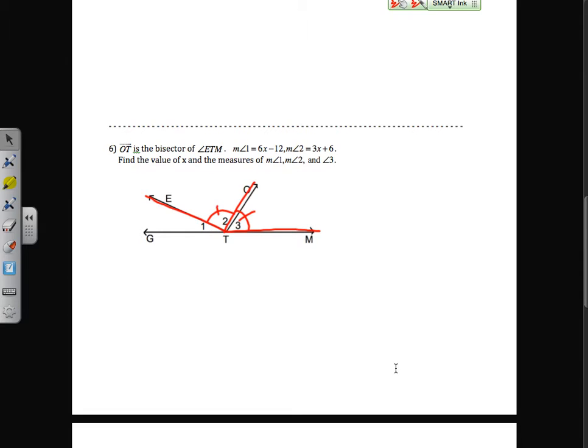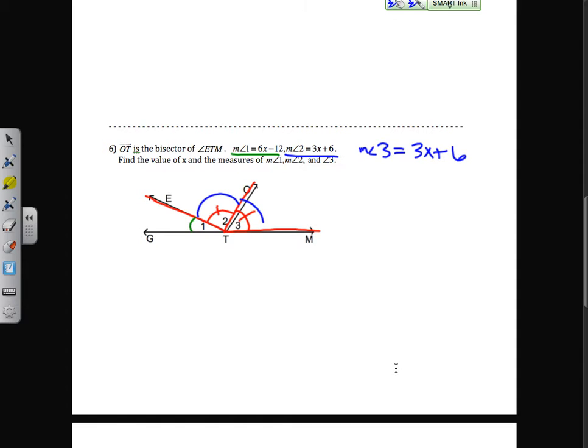All right. They give me angle 1. They give me angle 2. So, like I know in the last problem, I could also say the measure of angle 3, they don't give me that, can be represented by 3x plus 6. That's the same, because they're congruent. Find the value of x and the measures of all of the angles.